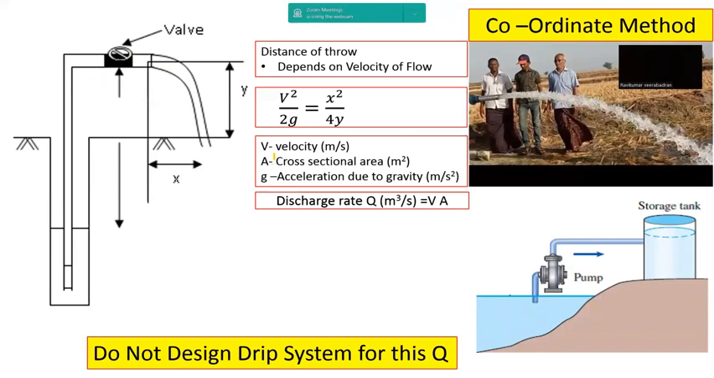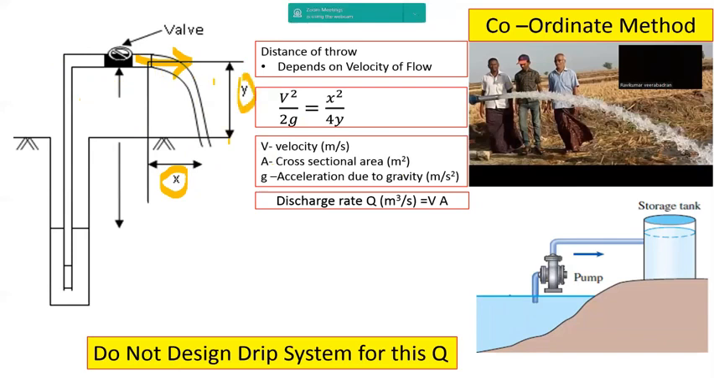The first step in design of drip irrigation systems is to know how much discharge rate one would get from the outlet of an already installed pump in the field. It is very obvious that if the velocity of flow at the outlet is more, then the distance of throw, X, will also be more. So there is a relationship between velocity of flow and the distance of throw and also the height of the pipe, Y.